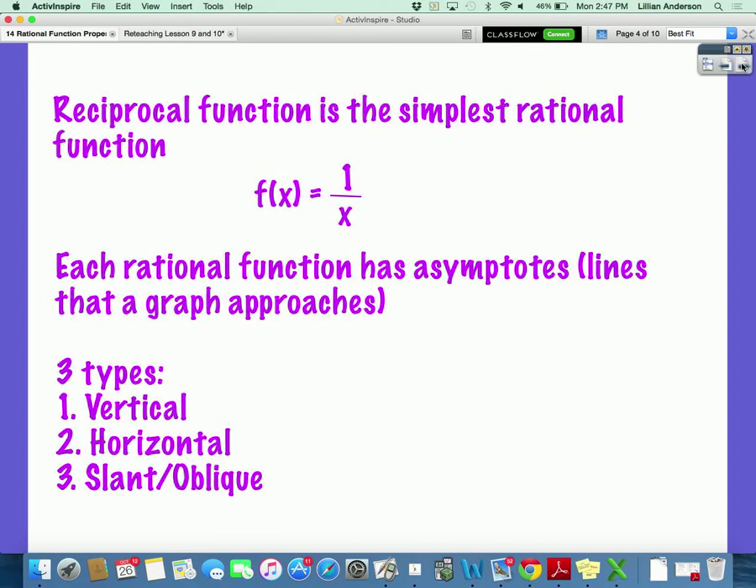There are 3 types. Vertical, which we've talked about plenty of times. Horizontal, we'll dive a little bit more into, which you did last year. And slant/oblique. Okay, depending on which textbook and which version you're looking at, some textbooks call it a slant asymptote, some will call them oblique. So, it's one or the other. Are we good?